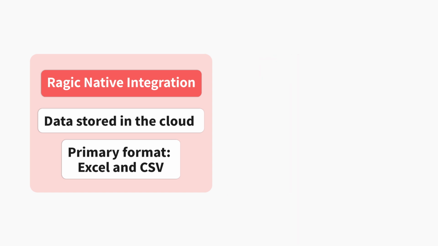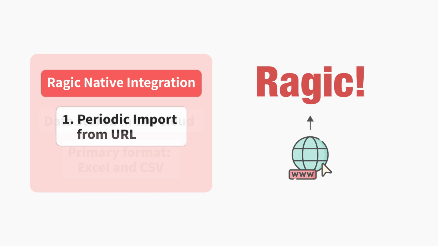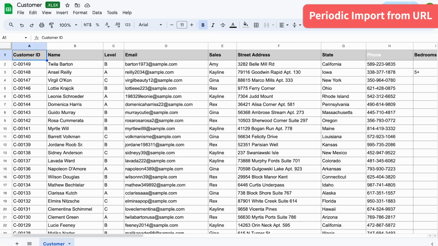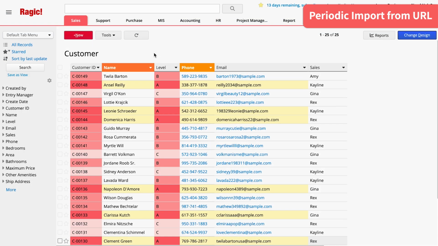Let's start with Ragic's native integration, periodic import from URL. It's the simplest way to bring external data into Ragic. If you have an Excel or CSV file that is publicly accessible online that updates regularly, you can use this method to integrate the data easily. For example, you have an online, frequently updated Excel sheet of customers that you want to sync with a customer sheet in Ragic, then you can use this method.